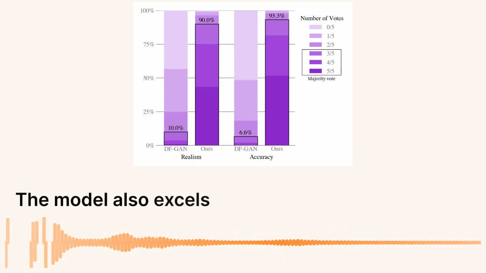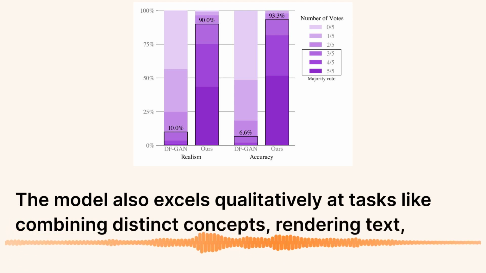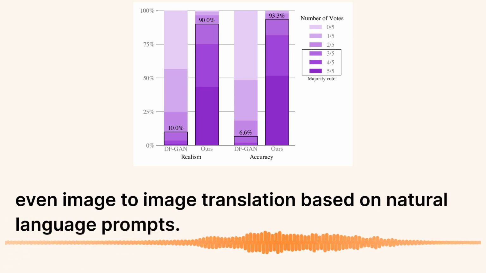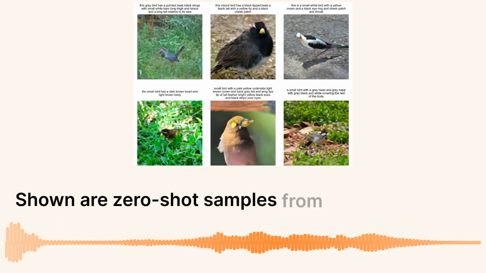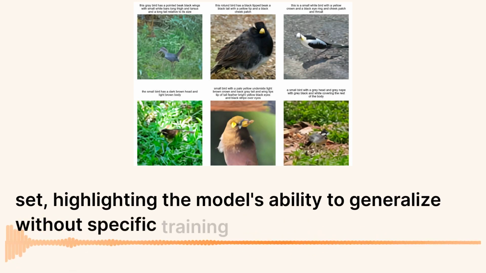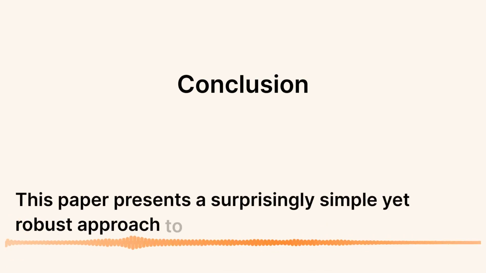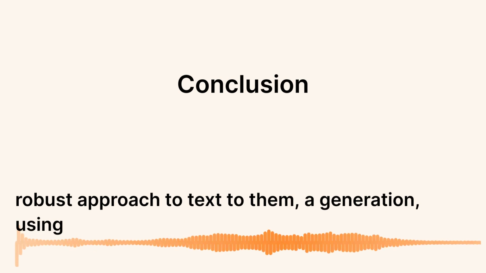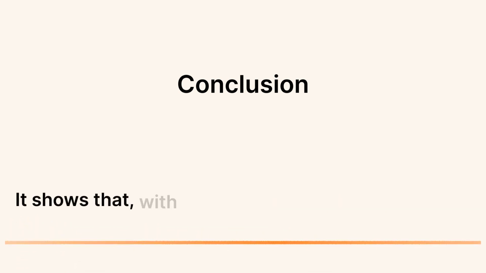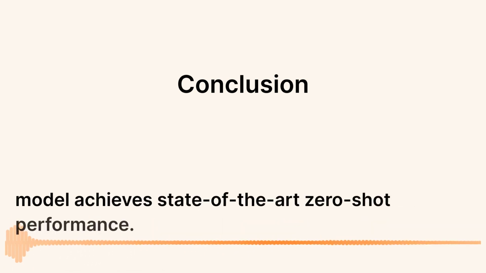The model also excels qualitatively at tasks like combining distinct concepts, rendering text, and even image-to-image translation based on natural language prompts. Shown are zero-shot samples from the CUB dataset, highlighting the model's ability to generalize without specific training data. This paper presents a surprisingly simple yet robust approach to text-to-image generation using a large-scale autoregressive transformer model. It shows that, with sufficient scale and data, the model achieves state-of-the-art zero-shot performance.